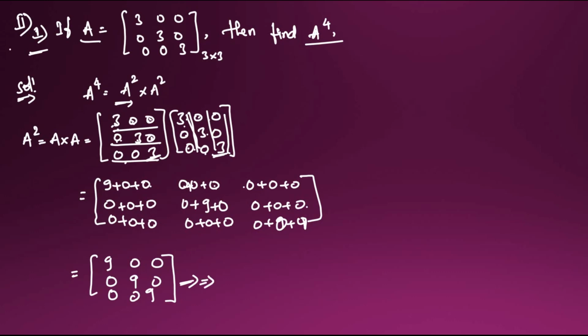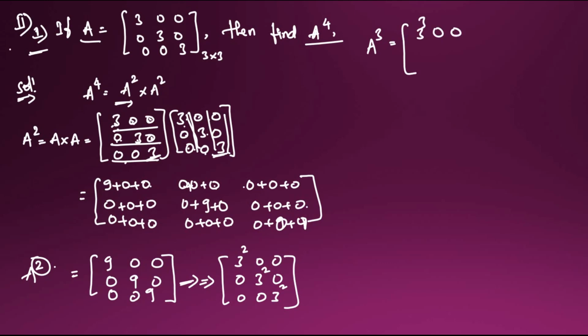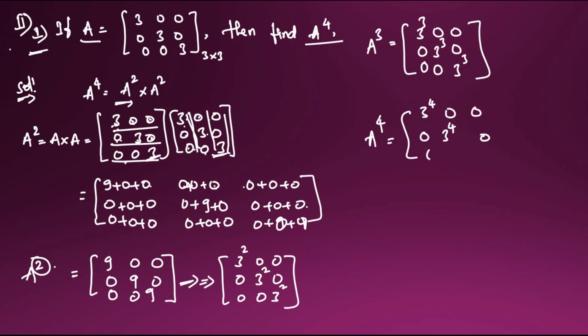So actually we can write it as [3 square 0 0; 0 3 square 0; 0 0 3 square]. If I take A power of 2, it comes as 3 square on the diagonal. Again, A power of 3 will be 3 power of 3 on the diagonal. So A power of 4 also will come as 3 power of 4 on the diagonal and 0 elsewhere. This is the matrix.